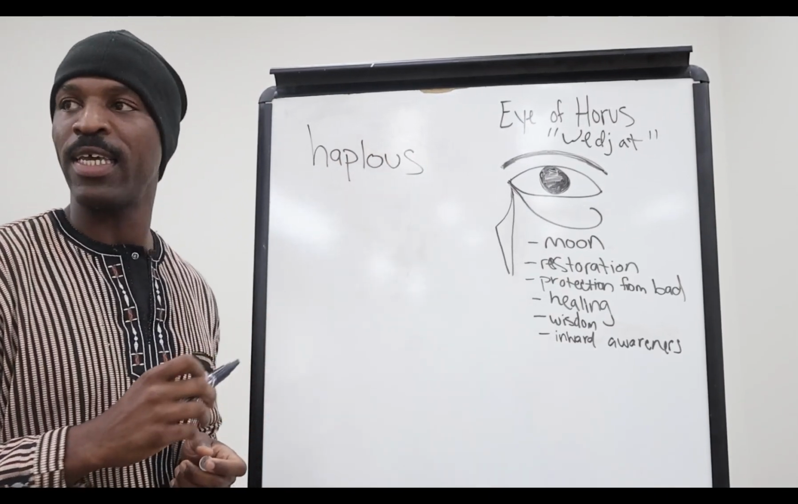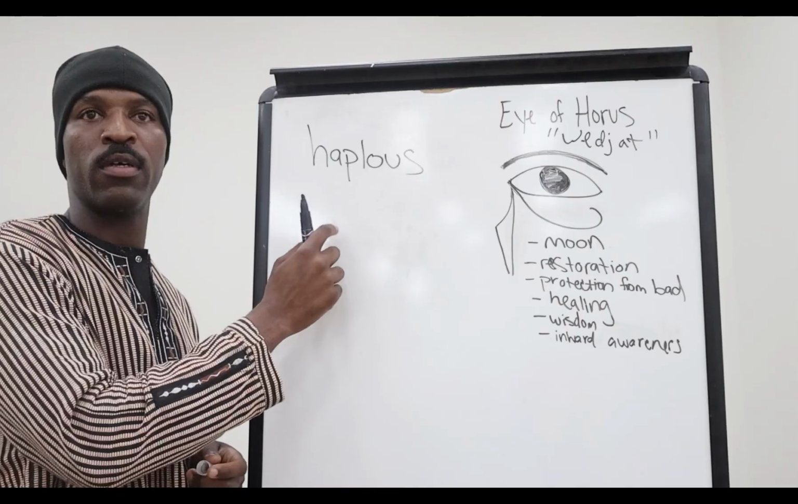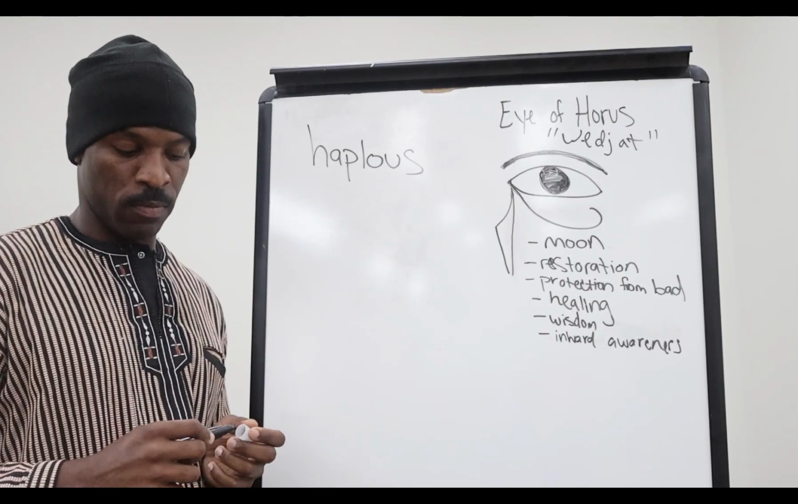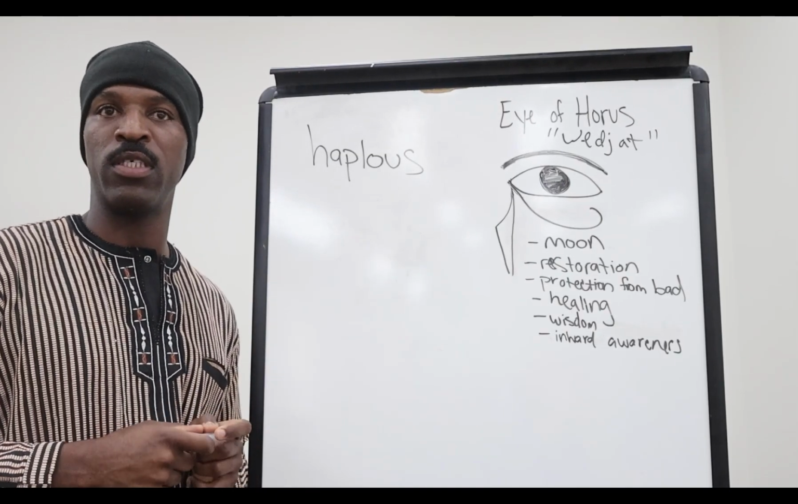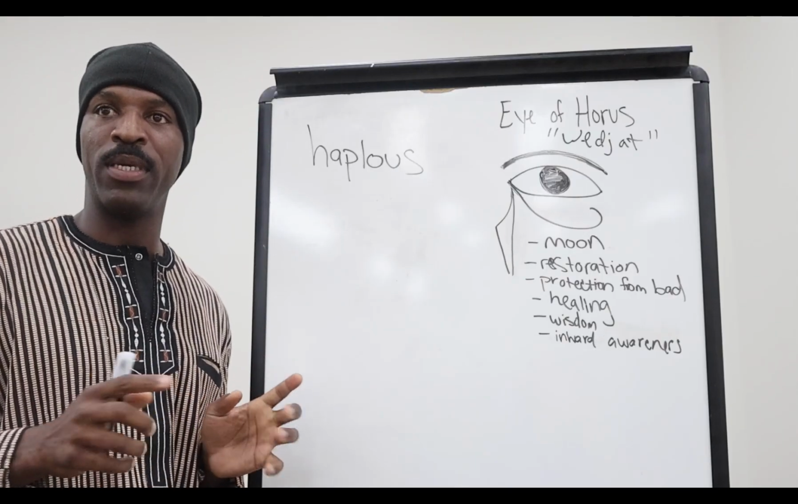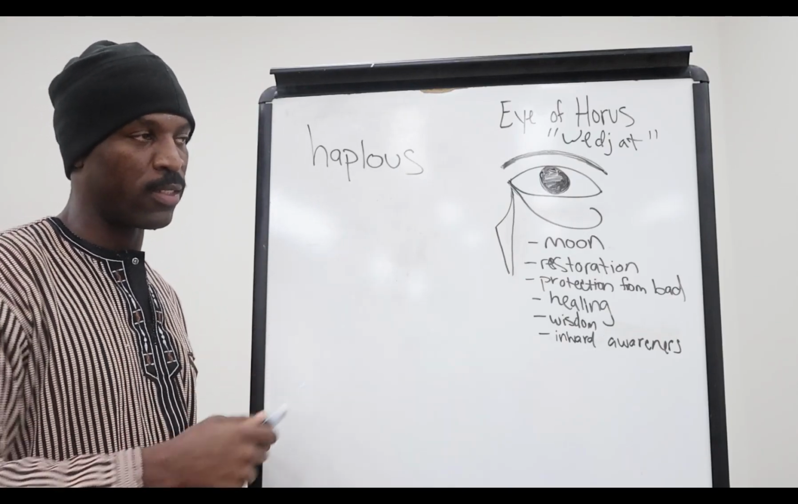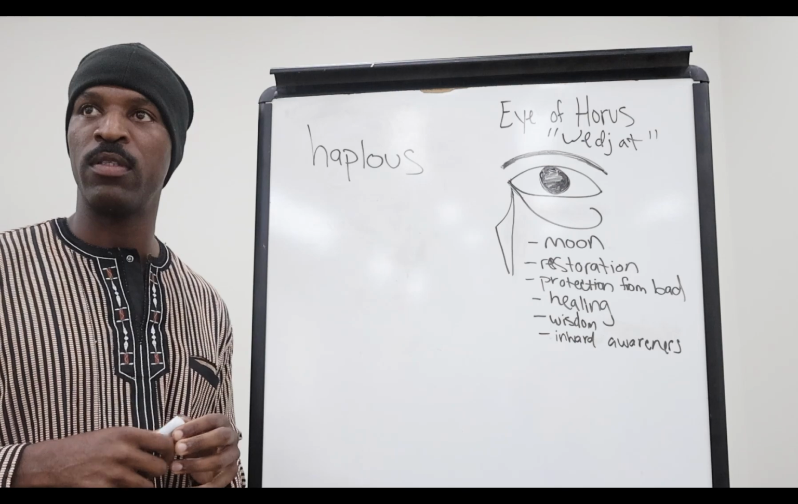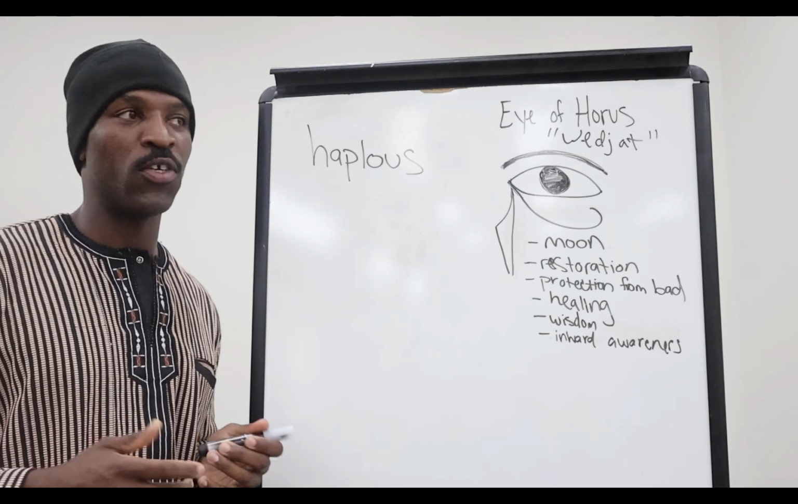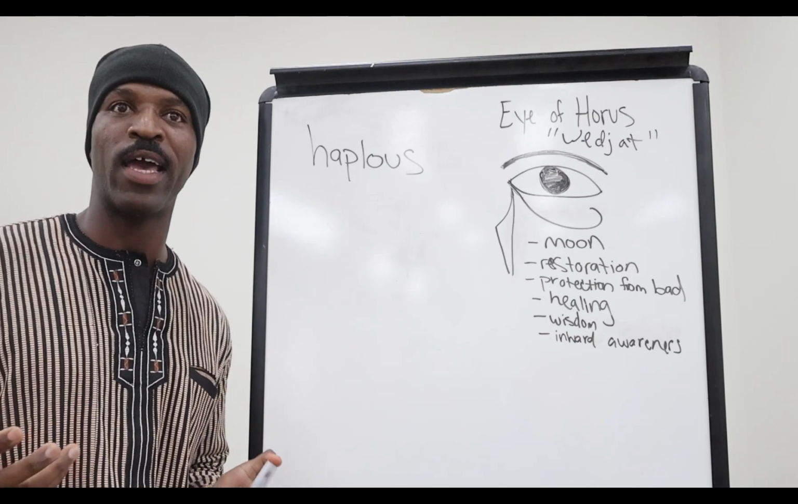It's translated single. It's translated from the Greek word haplous, which means undivided. So he's saying, if thine eye be undivided, like this eye is divided, and made whole, then your whole body shall be full of light. So you can imagine Jesus growing up in ancient Egypt.